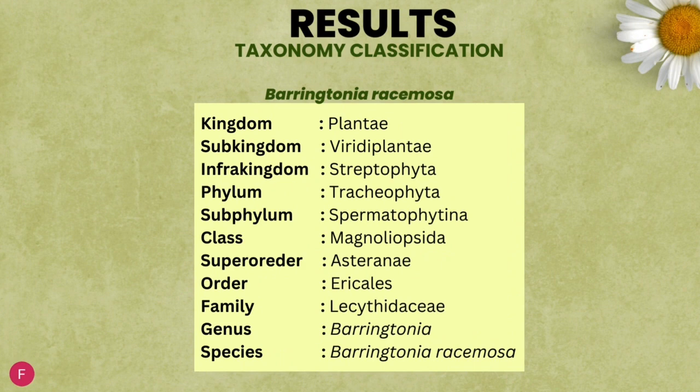This is the mangrove associate species, Barringtonia racemosa. For its taxonomy classification: kingdom Plantae, subkingdom Viridiplantae, infrakingdom Streptophyta, phylum Tracheophyta, subphylum Spermatophytina, class Magnoliopsida, superorder Asteranae, order Ericales, family Lecythidaceae, genus Barringtonia, species Barringtonia racemosa.